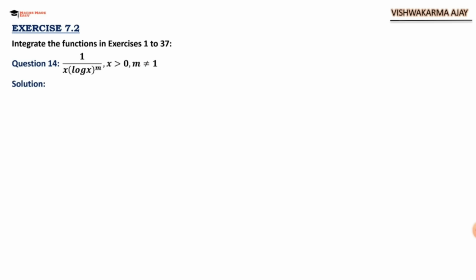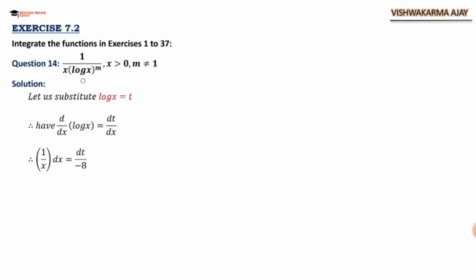Let's move on to the next one. Question number 14: 1 upon x log x to the power m, where x is greater than 0 as well as m is not equal to 1. I am substituting log x as t. Since the derivative of log x is 1 upon x, my 1 upon x and dx will be used for dt.